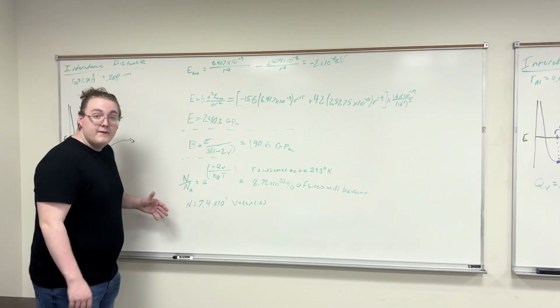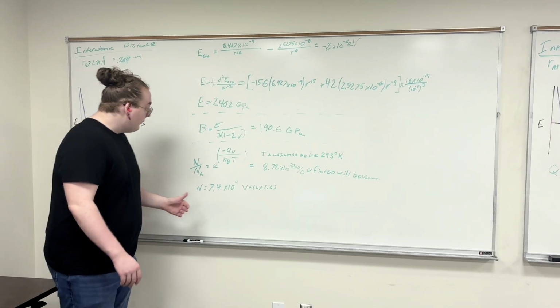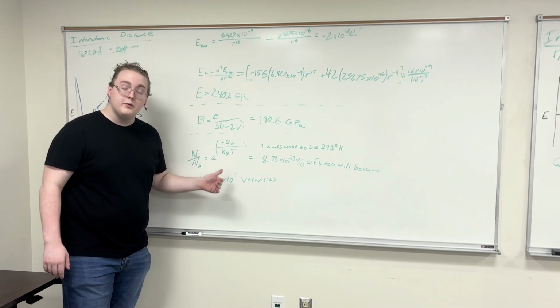For our actual number of vacancies in a 1 cubic meter of material, we found there would be 7.4 times 10 to the 4 vacancies.